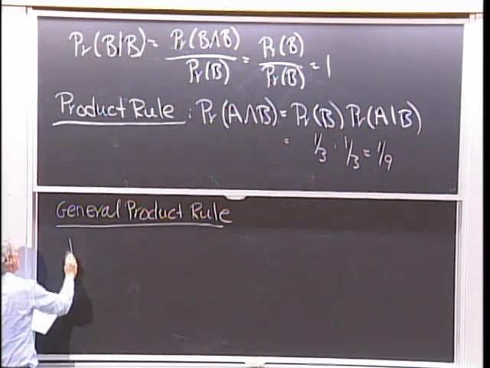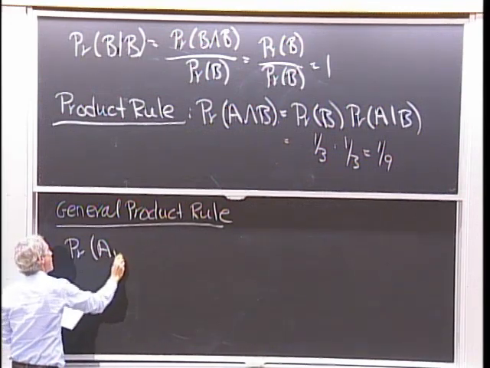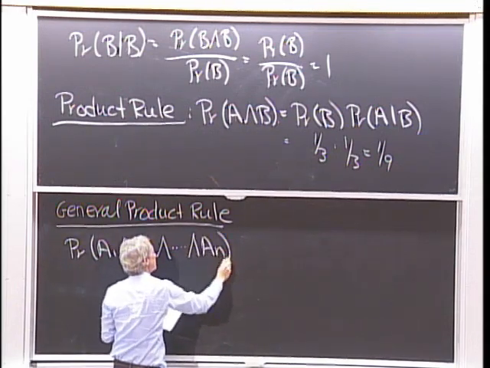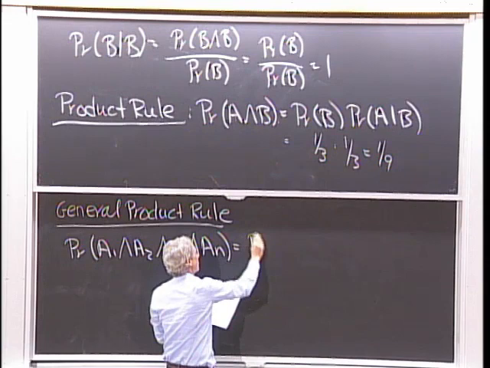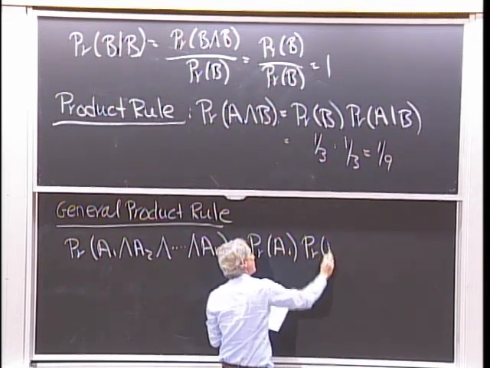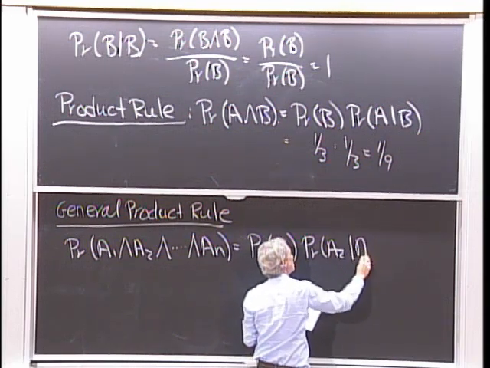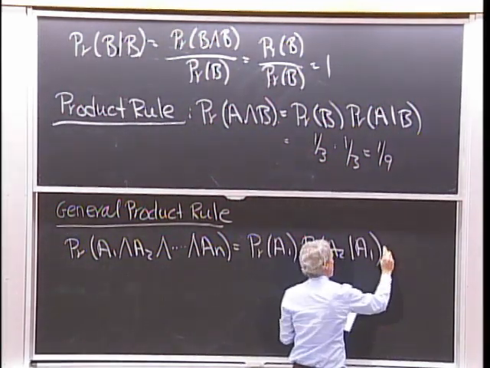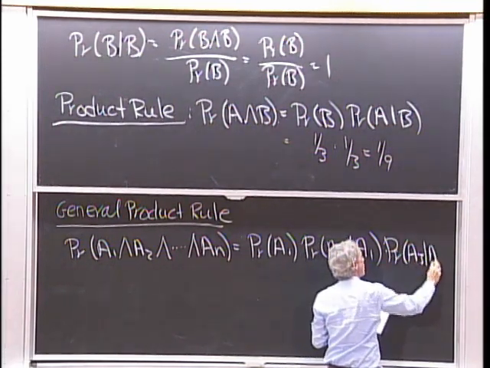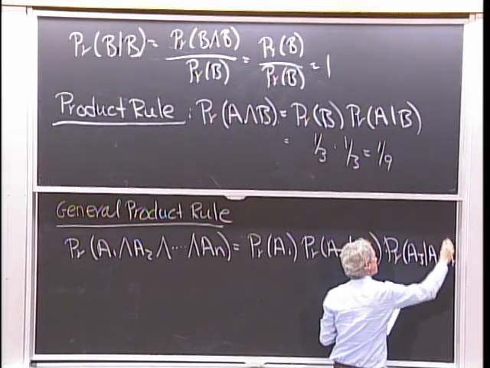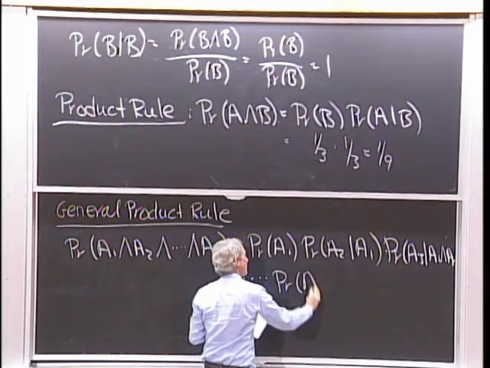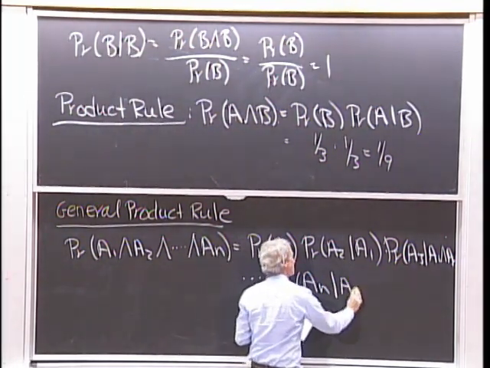So if you want to compute the probability of A1 and A2 and all the way up to AN, that's simply the probability of A1 happening all by itself times the probability of A2 given A1 times, well, let's do the next one, times the probability of A3 given A1 and A2 times finally the probability of AN given all the others.